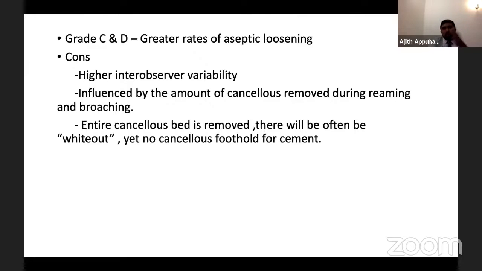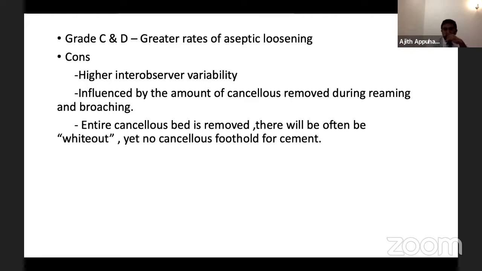When you talk about the pros and cons of this Barrack grading system, C and D have a greater rate of aseptic loosening, so we can get a good idea. But the thing is, it has high inter-observer variability. In addition, it is influenced by the amount of cancellous bone removed during reaming and broaching. Now imagine if you remove the entire cancellous bone and we put the cement. It shows as a white-out, no radiolucency. But if there is no cancellous bone, no foothold for the cement, there are drawbacks.